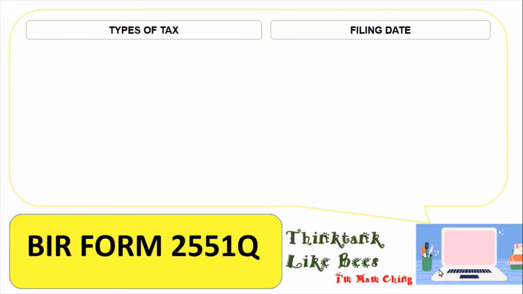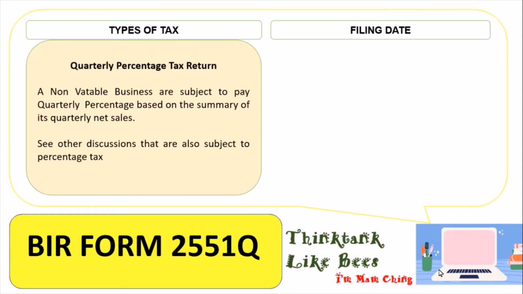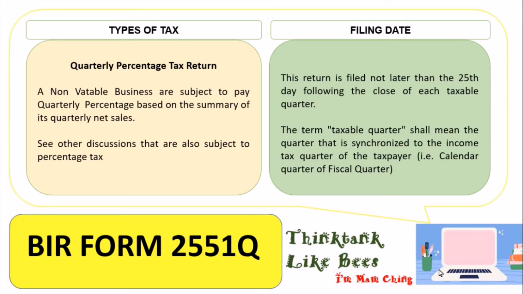So we have 2551Q. This one is a quarterly percentage tax return. It is for a non-VATable business that is subject to pay a quarterly percentage tax based on the summary of quarterly net sales. See other discussion also of those that are subject to percentage tax. This return is filed not later than the 25th day following the close of each taxable quarter.